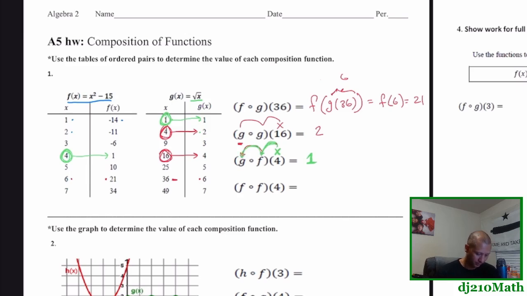All right, last one. Let's do blue. When x is 4, that's my x, that's my input. Where am I plugging it? I'm plugging it into f. So under the f table, when x is 4, y is going to be 1. The output is 1. So 1 is my new x value. So I'm plugging that into f again. The output is negative 14.